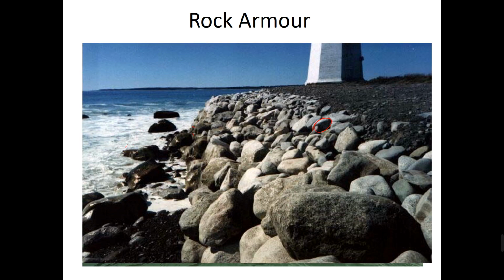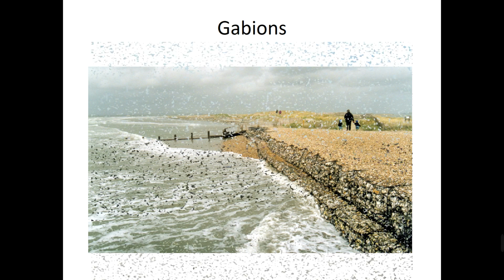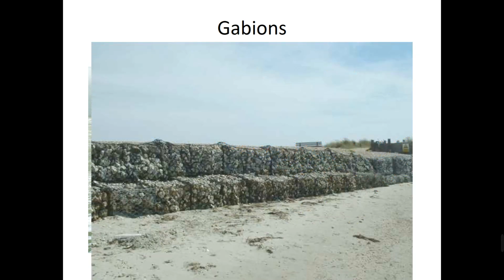So again, good example of rock armour. You'll see this all over the coast. The size of it is important, so it's not removed and used in the process of abrasion. Now this last one here, these are called gabions, and I think you can see them down in here. And what gabions are is that they are cages of small stones.